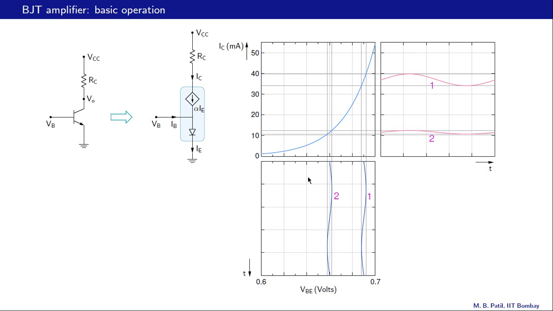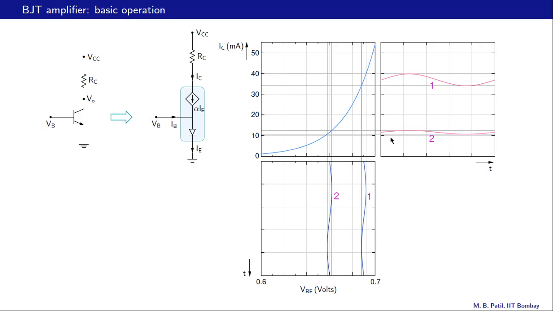We can map these input waveforms 1 and 2 to the collector current versus time plane, and that is what we have done here. And we notice that there is a substantial difference between the amplitudes for the second waveform and the first waveform. And this change in amplitude between these two cases is not because these amplitudes are different. In fact, these are the same. It is entirely because these two waveforms differ in their DC values.